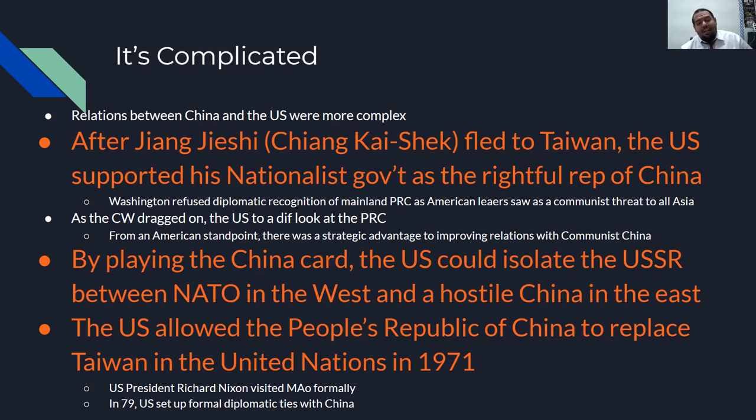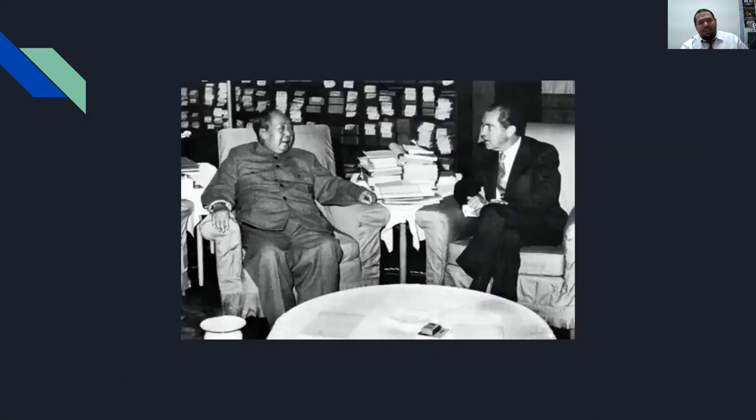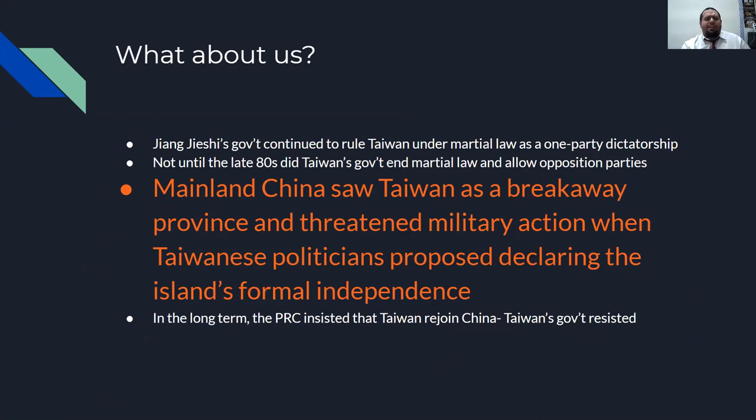U.S. President Richard Nixon actually visited Mao formally. And in 1979, the U.S. set up formal diplomatic ties with China. It took a while, but we were able to do that successfully. Here's Mao with Richard Nixon. What would that be? 1968, somewhere around there.